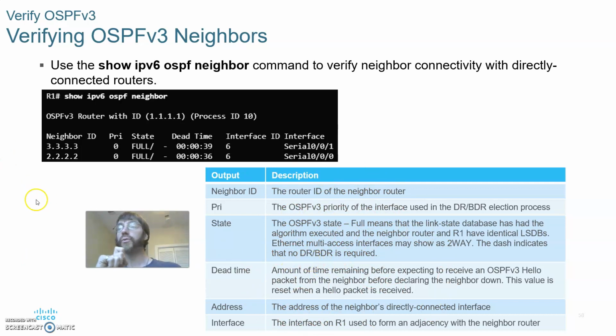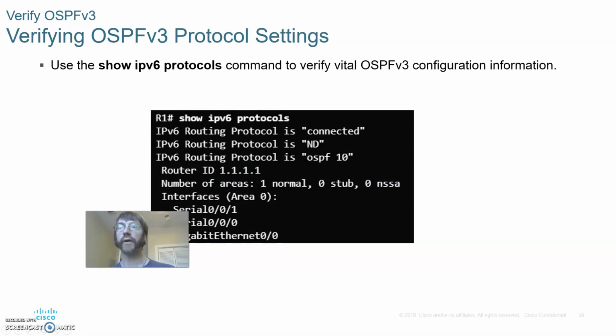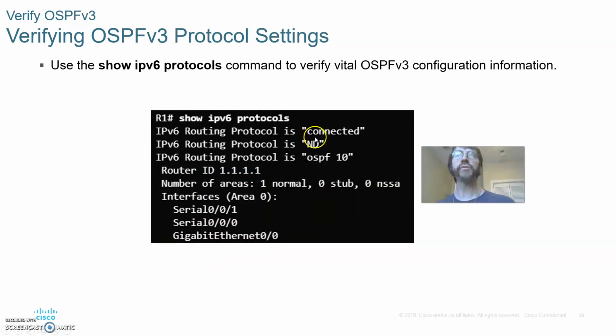So now that we've implemented, we're also starting to talk about verification. So let's talk about verifying the protocol settings. You can do that with show IPv6 protocols. So you see your routing protocol. You see it is OSPF 10. You've got neighbor discovery going. You see your router ID. You see your interfaces and what area they're in. If you see one area, it's an internal backbone router. If you see more than one area, it's an area border router.